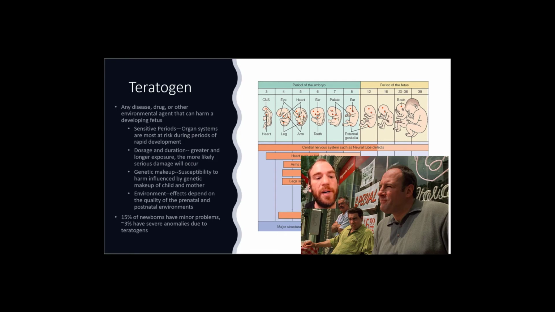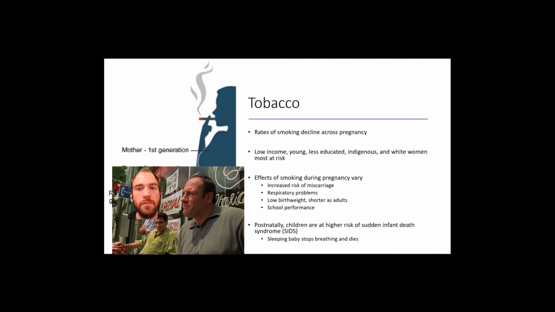15% of newborns have minor problems, 3% have severe abnormalities due to teratogens. So let's look at some common teratogens. One is tobacco.